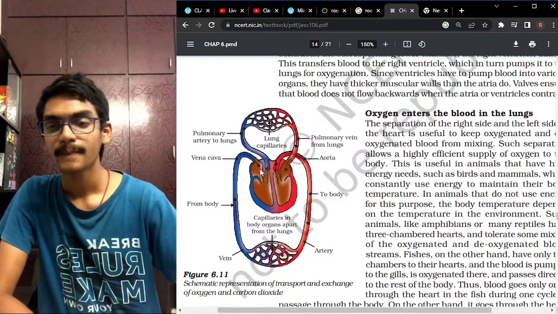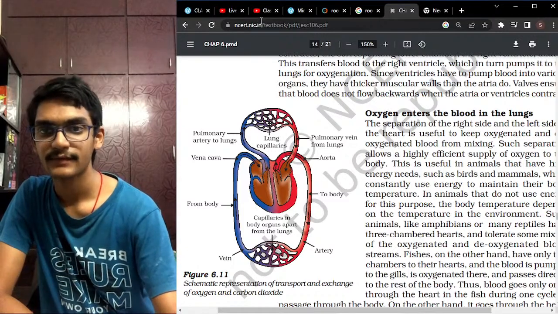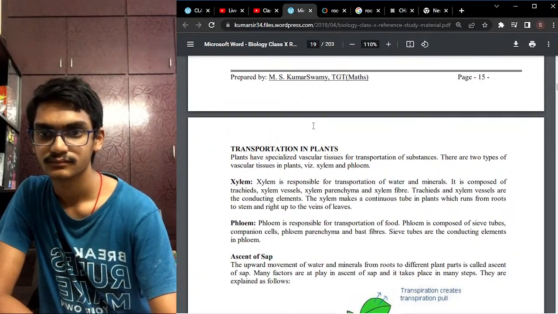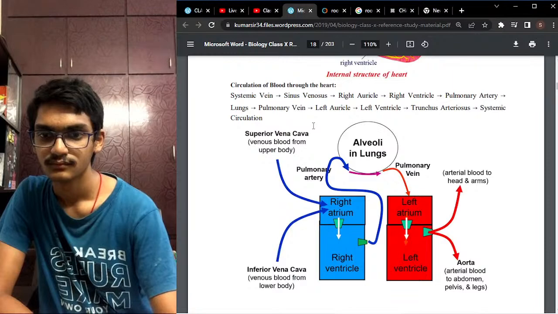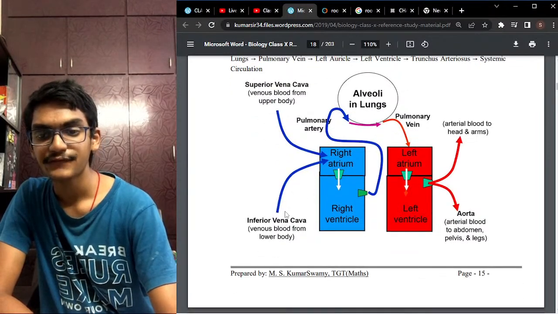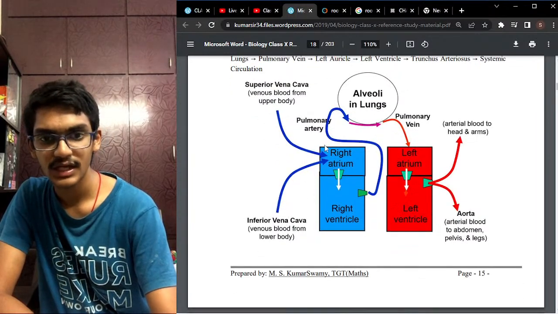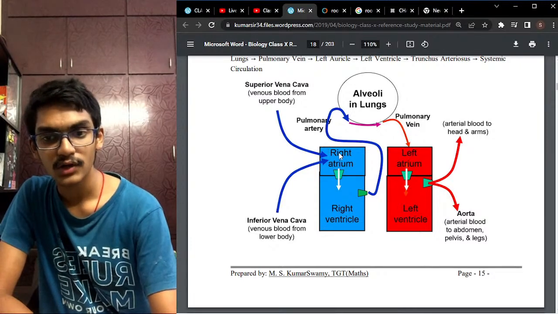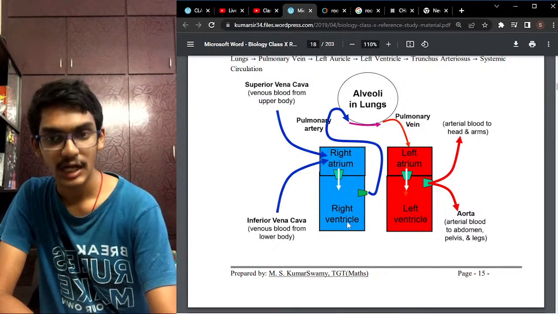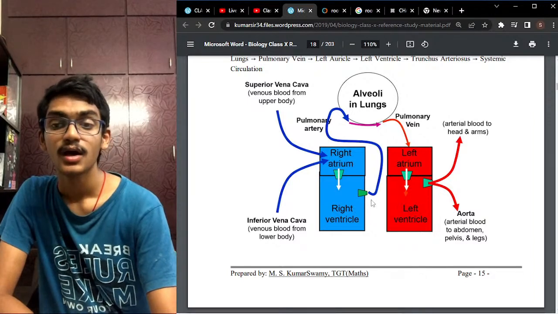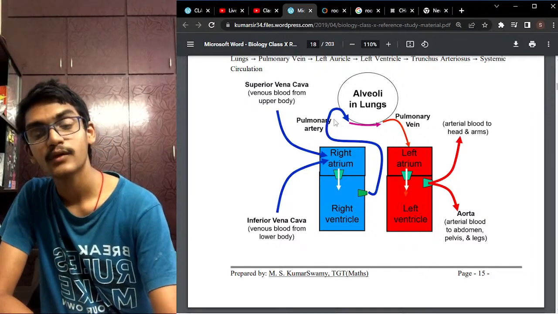Okay, so I think now you have understood. Let me explain once again with the flow chart here. The blood from the inferior vena cava and superior vena cava is coming in. It will go to the right atrium, from the right atrium to the right ventricle, from the right ventricle to the lungs. It will go with the help of the pulmonary artery.